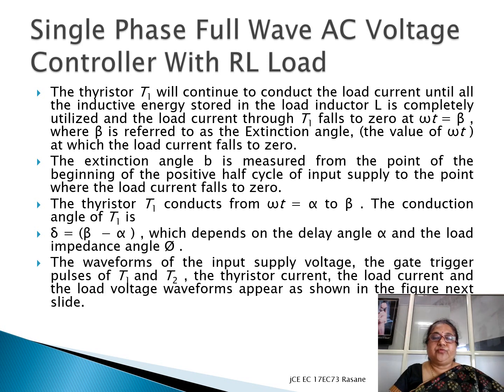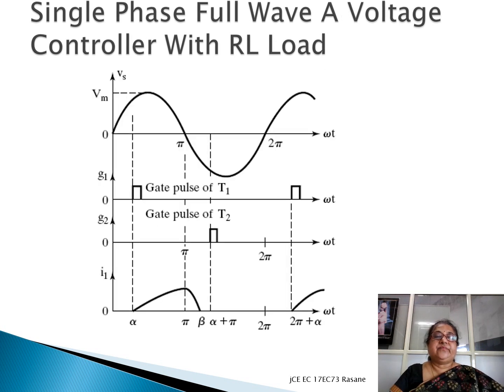The waveforms of the input voltage, the gate triggering for T1 and T2, the thyristor current, the load current, and the voltage are going to be shown in the next slide. So here we see that the input given to the circuit is an AC supply, and we are giving the gate trigger pulse for the thyristor T1. We call it G1. This is the gate pulse for T1, and it appears at an angle alpha. This is the angle at which it has been triggered.